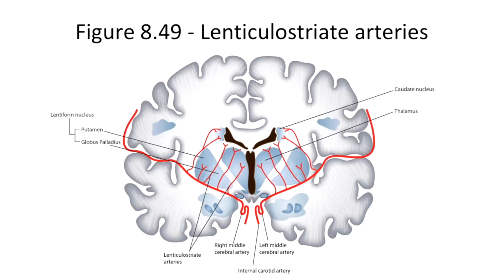From figure 8.49, we can see that damage to the lenticulostriate arteries would result in ischemia to the internal capsule and basal ganglia. If the internal capsule becomes damaged, we'd expect the patient to develop contralateral paralysis and sensory deficits. This is because the corticospinal, corticobulbar, and corticothalamic tracts pass through the internal capsule and then decussate.